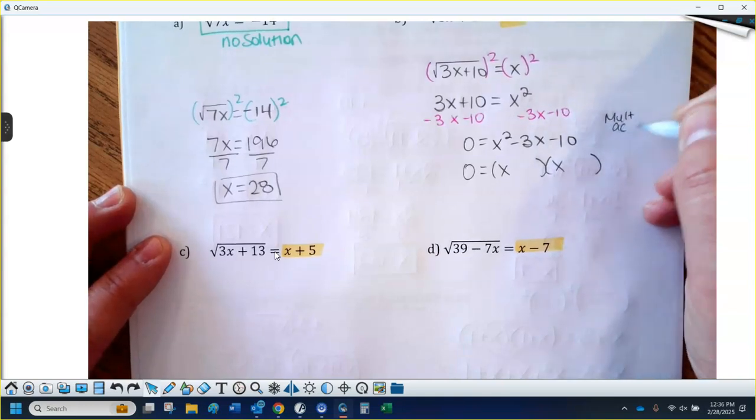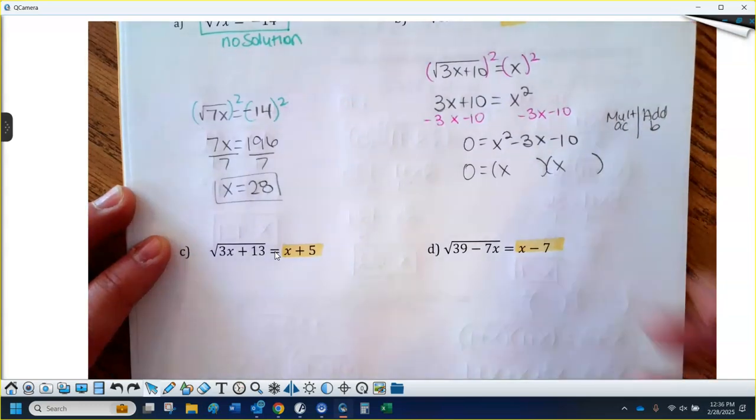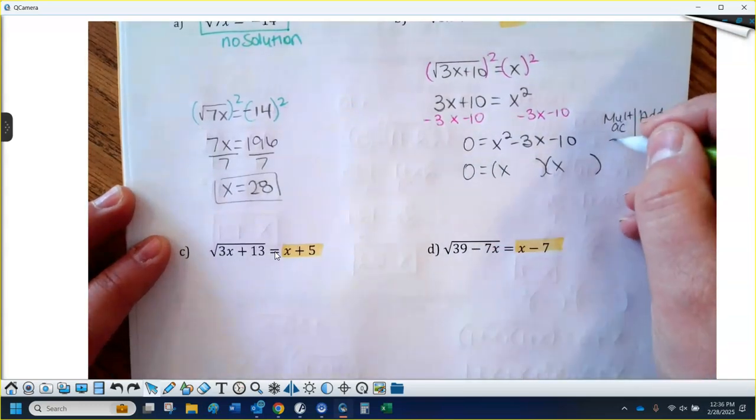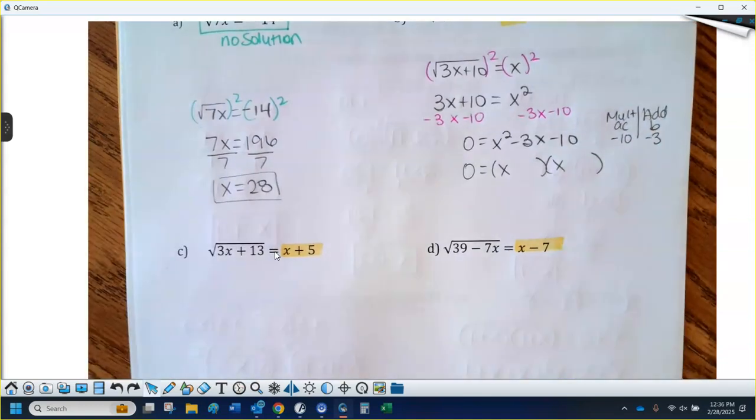So it's multiply a times c and add to get the b value for ax squared plus bx plus c. So here it'd just be 1 times negative 10 and add up to get negative 3. Can we think of two numbers that would fit both those requirements? Multiply for negative 10 and add for negative 3? Ethan, what do you think?